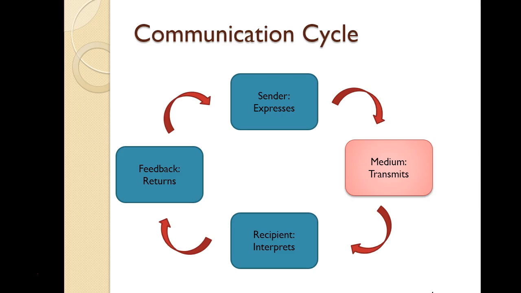The next part of the communication cycle is the medium in which you transmit messages. Sometimes messages are transmitted verbally, sometimes they're transmitted in writing. Next, the recipient interprets what you send. So you may send a message to 5 people, and in reality, all 5 people may interpret that message differently.